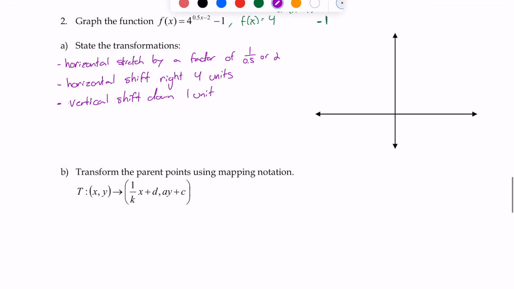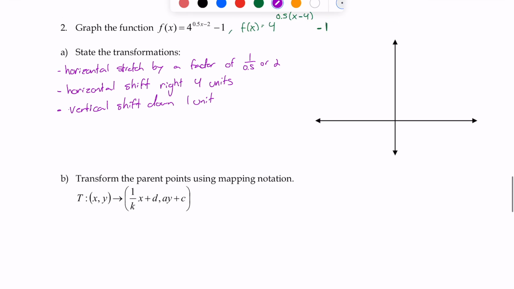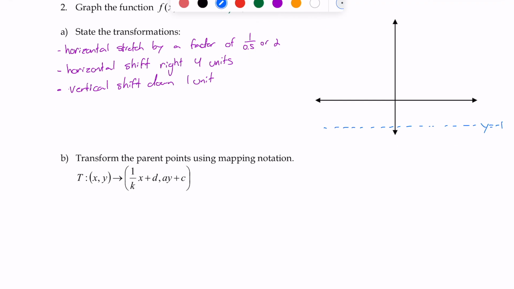Okay, so we're going to be using the points from our parent function, transforming them to graph it. But before I even do that, I'm going to plot the horizontal asymptote. I see a -1 on the backside, so we have a horizontal asymptote at y equals -1. That's always the case, okay? So just make your life easy and start there.